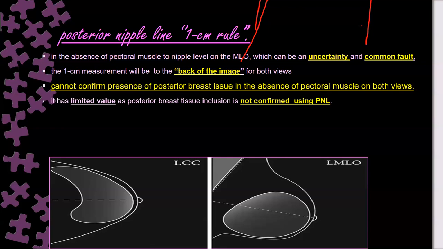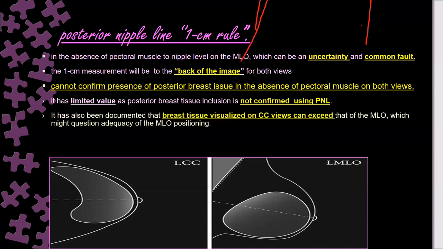It has limited value. It will not confirm. We cannot depend on the posterior nipple line in evaluation of the CC view if it is ambiguous, if it is not clear. If we really need to repeat or evaluate the CC view, unlike the previous cases, but the MLO is not optimum, we cannot use it. It is not applicable in this case, or it is not useful. We cannot guarantee that there is really good or optimum posterior tissue inclusion.